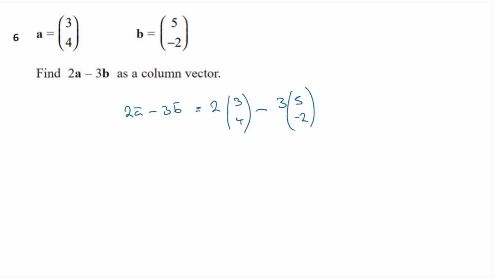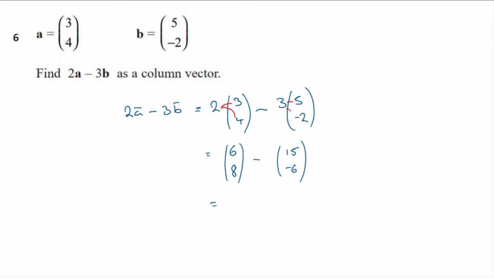So what we're going to be doing when you've got a matrix here. A vector is just a 2 by 1 matrix, and matrices you'll find out more about at A level. But all you have to do when you multiply a matrix by a scalar like this is multiply everything inside the bracket by that 2. So I'm going to get 2 times 3, which is 6, and 2 times 4, which is 8. I've got the same thing here. I've got 3 times 5 and 3 times minus 2. So 3 times 5 is 15. 3 times negative 2 is negative 6.